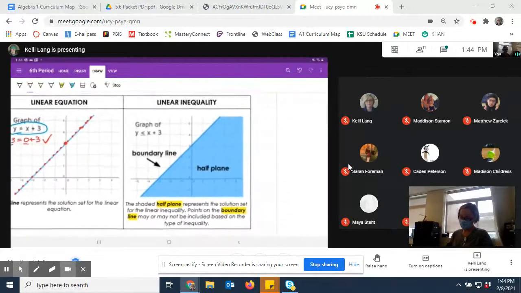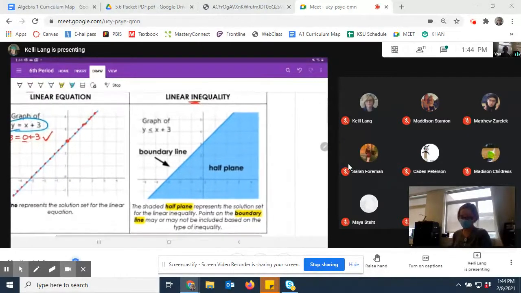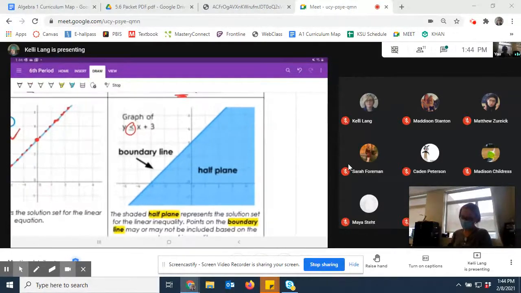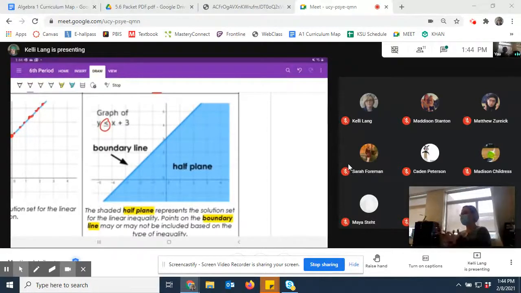But today, we're going to talk about inequalities. Instead of having an equal sign, like y equals x plus 3, we're going to have something slightly different. We're going to have something like a less than, or a greater than, or a less than or equal to, or a greater than or equal to. Solution sets for this type of problem are not just a line. They're basically like half of the entire plane.